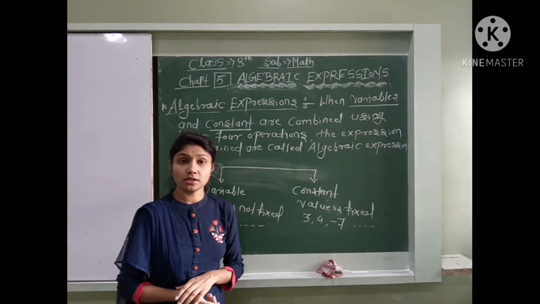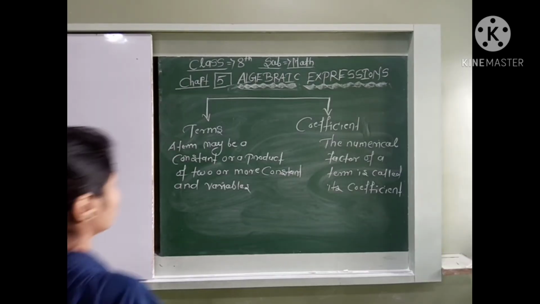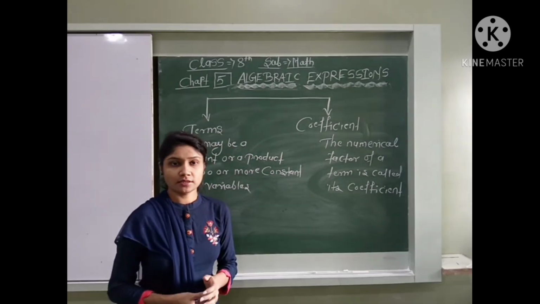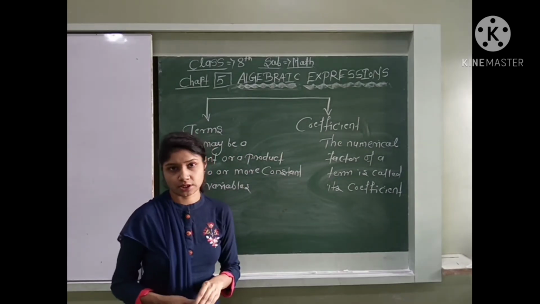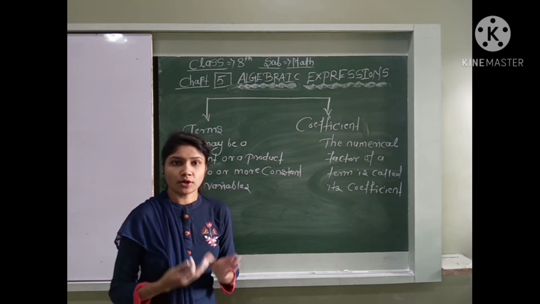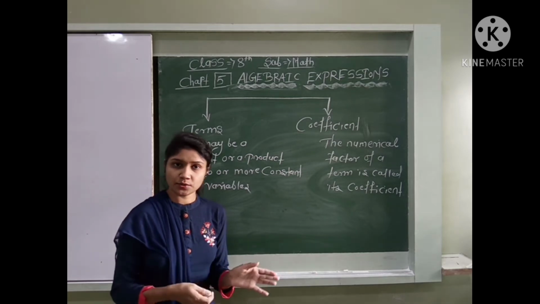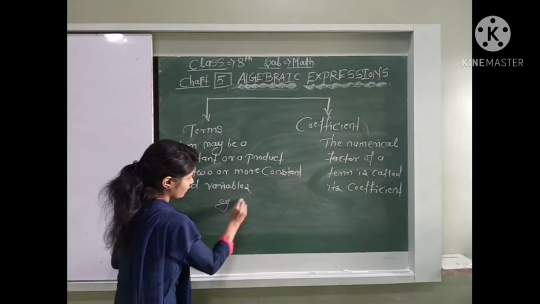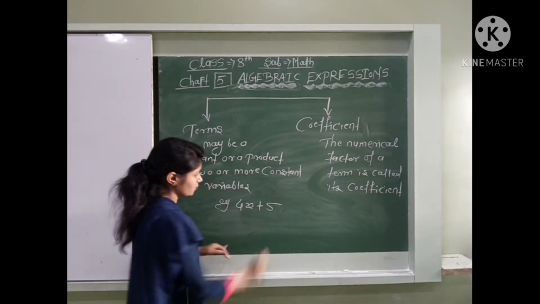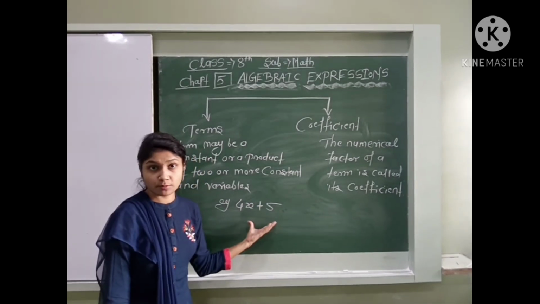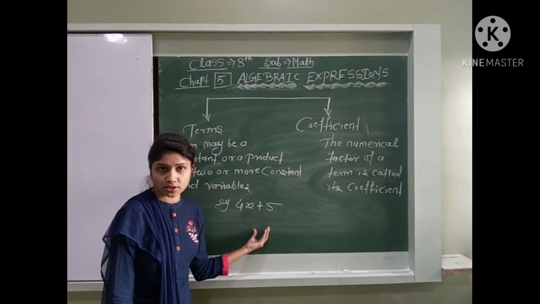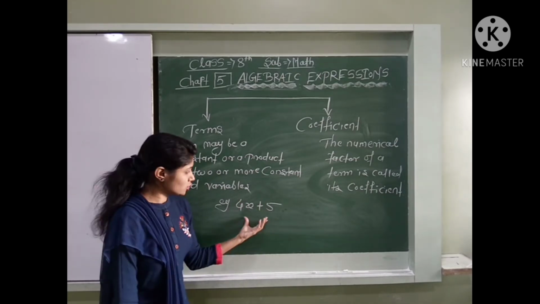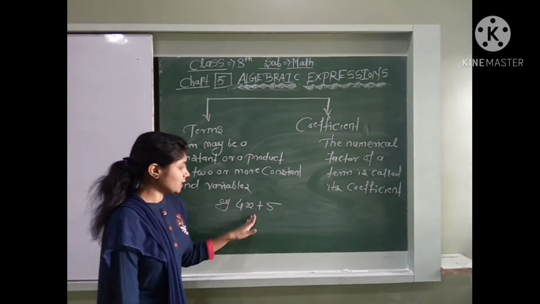The next topic is terms and coefficient. Students, see here. What is meant by terms and what is meant by coefficient? In an algebraic expression, what is a term, and how do we identify the terms and coefficients? It is very simple. For example, 4x plus 5. It is an algebraic expression because it is a combination of variable and constant with a mathematical operation. In this algebraic expression, how many terms are there?